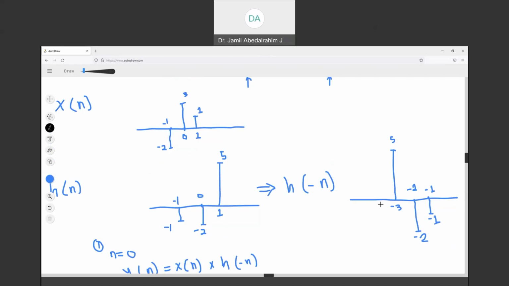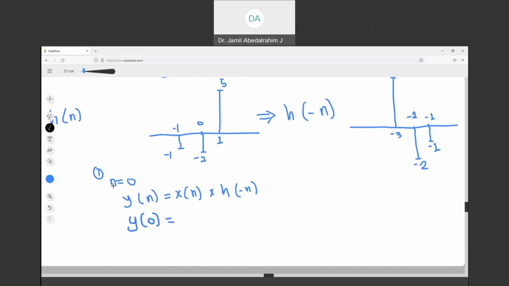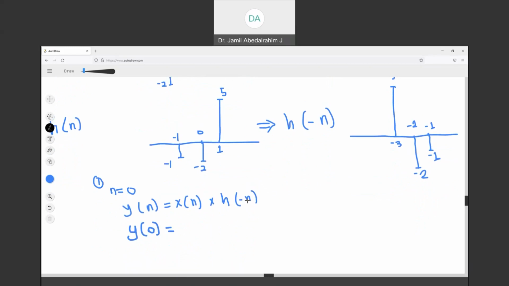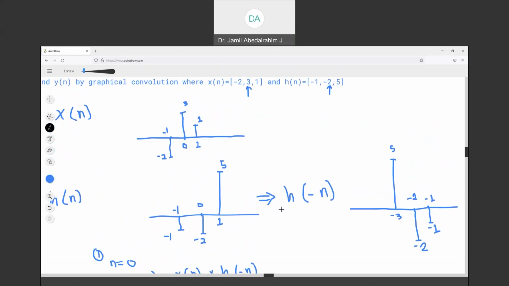By the way, generally, the shifting will happen later when n equals 1 or n equals 2 and so on. The shifting will be only on h of negative n. The x of n will remain the same. But when n equals 0, no need to do any shifting here. The shifting, as I said, will start in the next step when n equals 1. So here we need to multiply x of n by h of negative n.